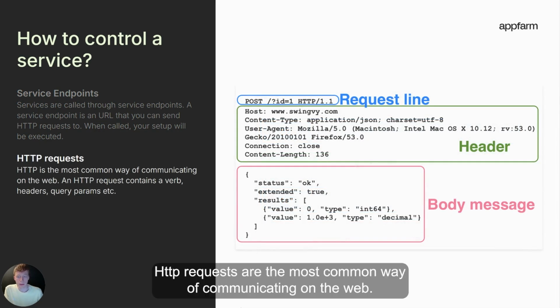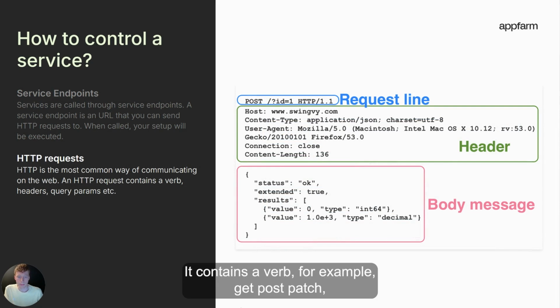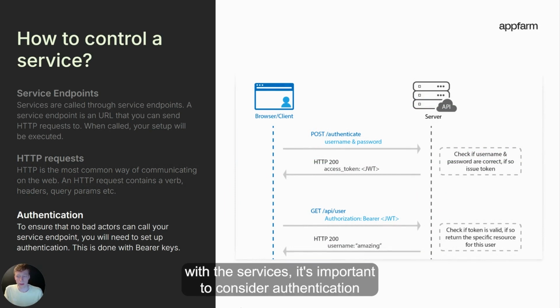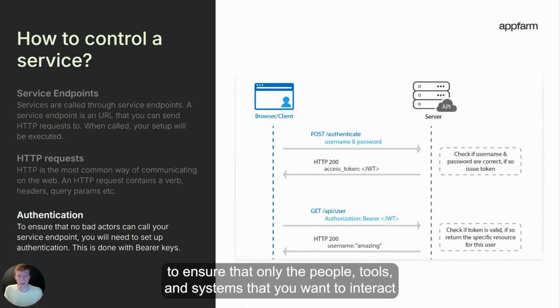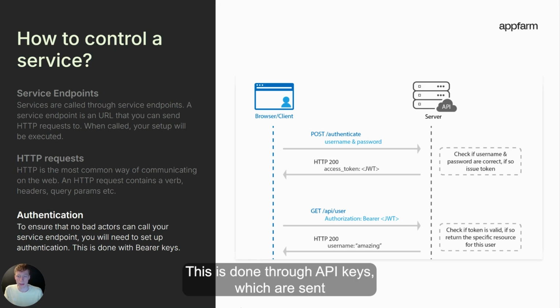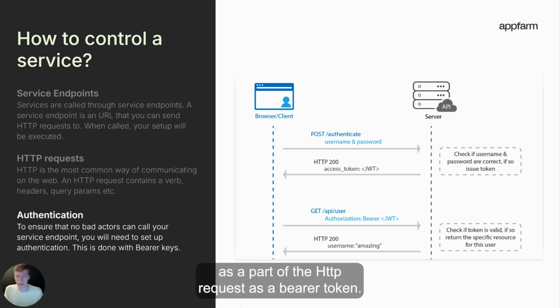HTTP requests are the most common way of communicating on the web. It contains a verb, for example, get, post, patch, and also comes with headers and query parameters, and then a body is returned when the action is processed. Because external tools and systems can interact with your services, it's important to consider authentication to ensure that only the people, tools, and systems that you want to interact with your service are the ones that can. This is done through API keys, which are sent as a part of the HTTP request as a bearer token.